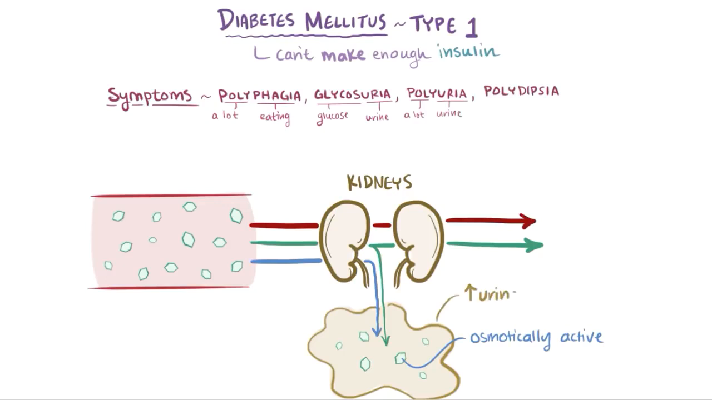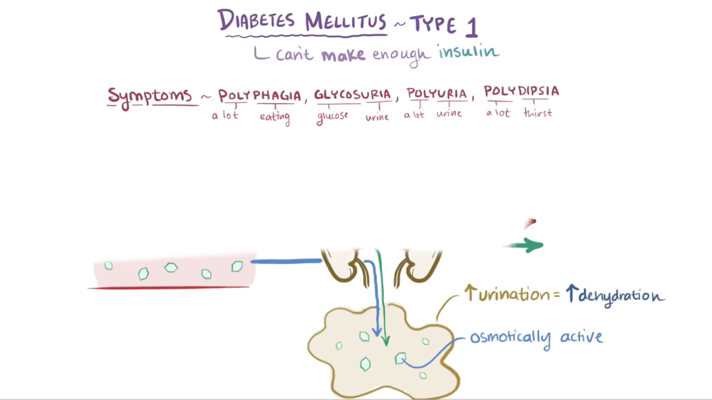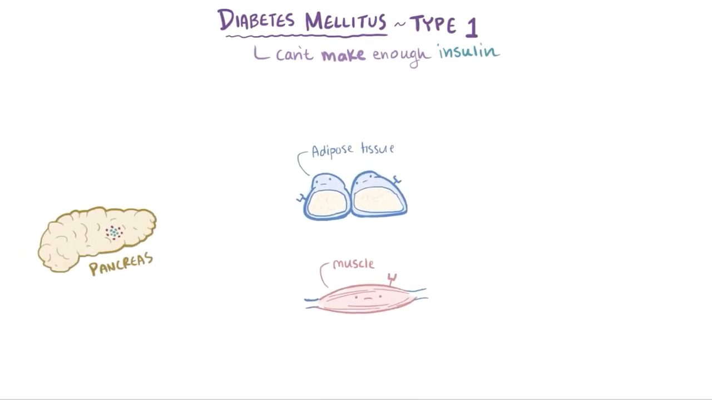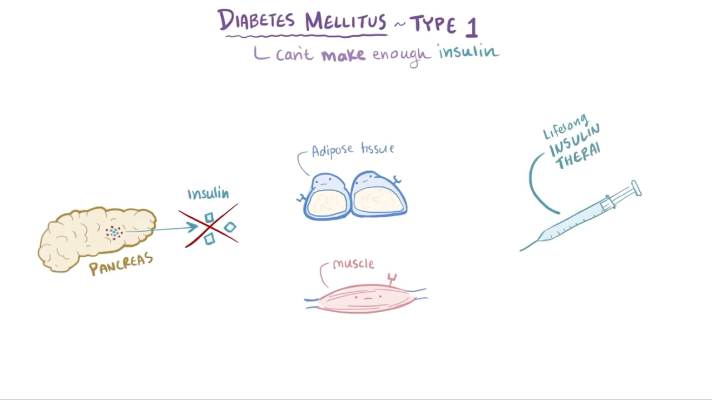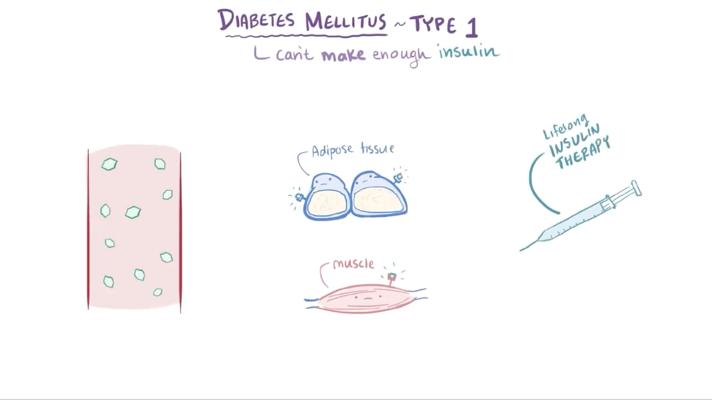Finally, because there's so much urination, people with uncontrolled diabetes become dehydrated and thirsty, or polydipsia. Poly means a lot, and dipsia means thirst. Even though people with type 1 diabetes are not able to produce their own insulin, they can still respond to insulin. So treatment involves lifelong insulin therapy to regulate their blood glucose levels and basically enable their cells to use glucose.